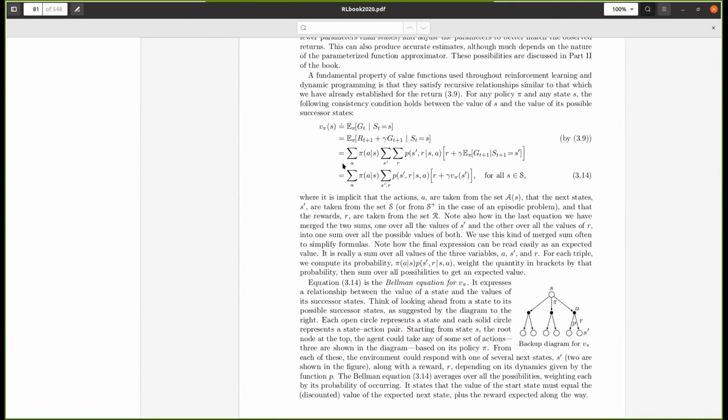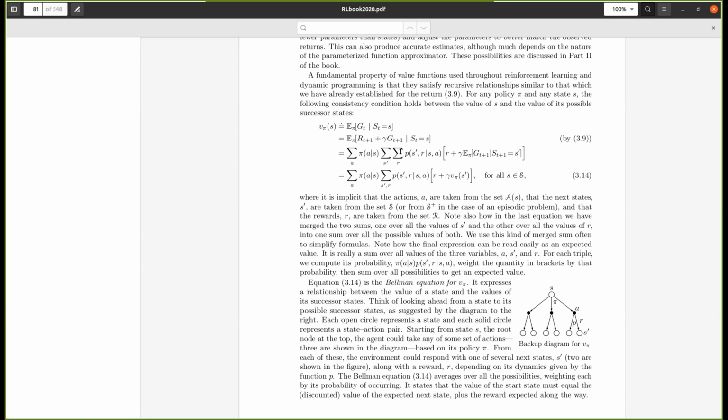Now we can see how this unrolls when we introduce some policy, right? We move from the expectation given a policy. Basically we consider what it means: here it is a sum over all actions given a policy, and we sum over all possible states and all possible rewards.